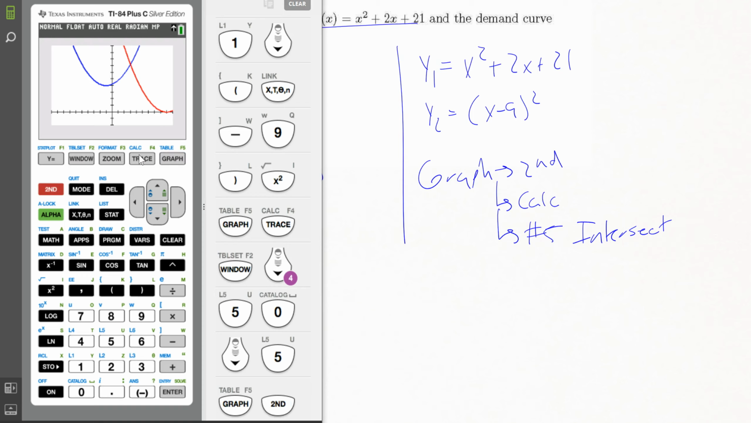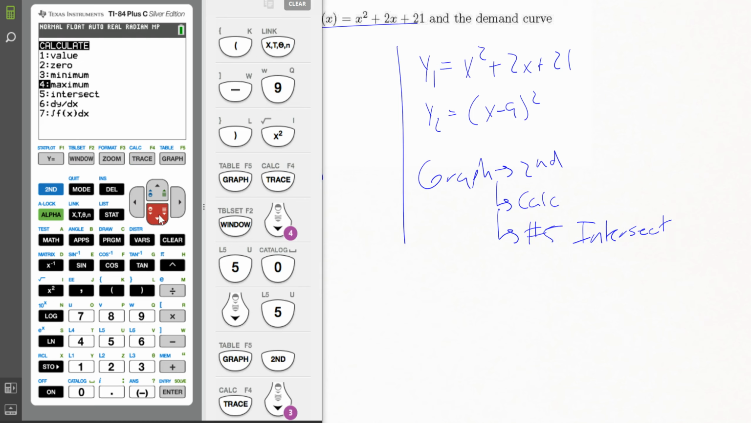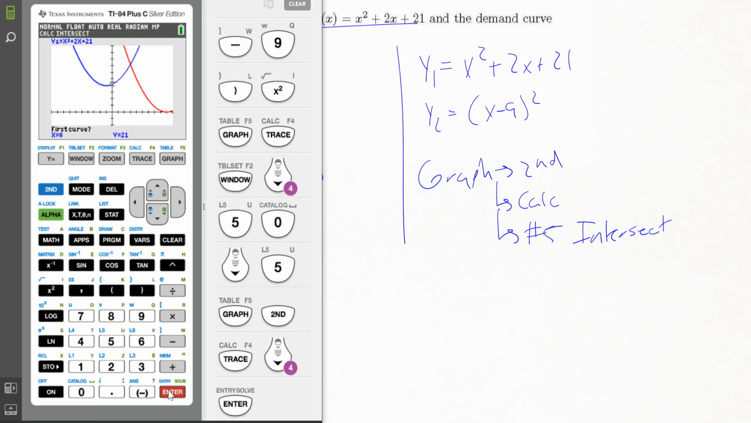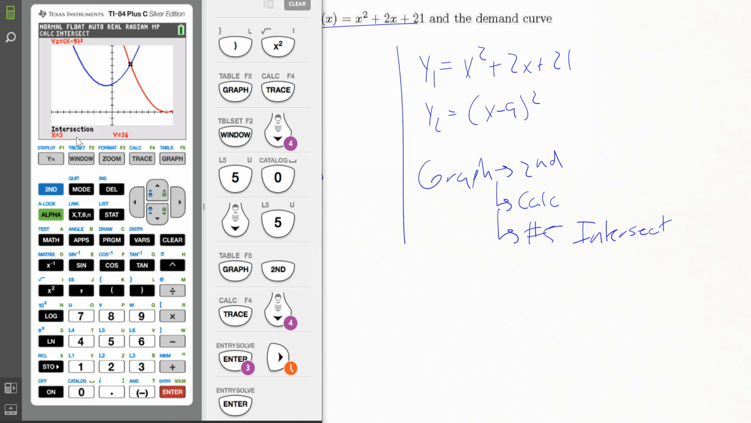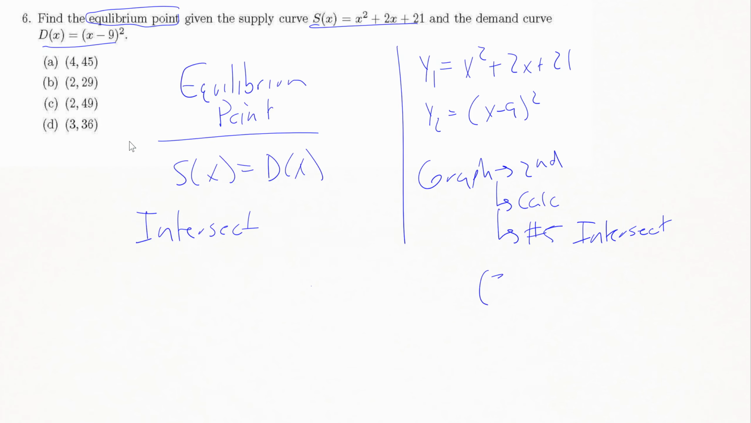And so we'll hit second, calc, and then we'll choose number 5, intersect. So then you're just going to want to go first curve, yep, hit enter, second curve, it'll switch automatically to the second curve, hit enter, and then guess, you just want to scroll to the right here until we're close to that intersect and hit enter again. And at the bottom of the screen, that is our equilibrium point. So 3 and 36, our intersect is our equilibrium point, (3, 36), which would be answer D in this situation.